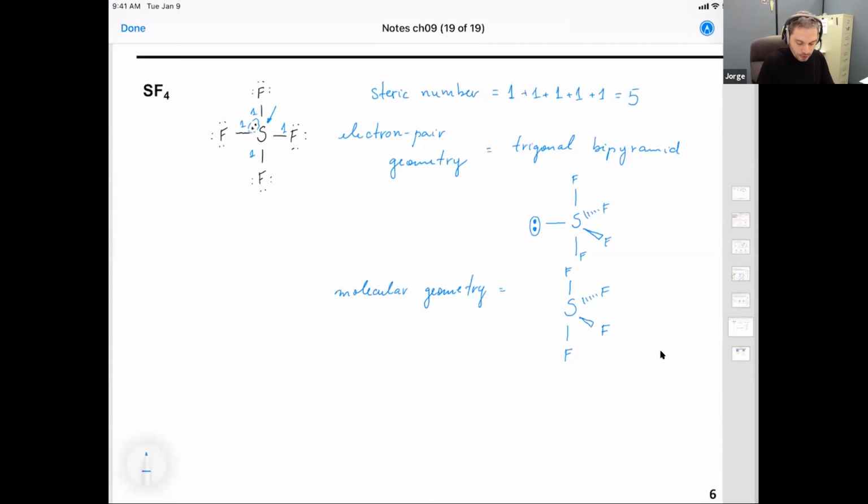For the molecular geometry, you just ignore the non-bonding pair and look at only the atoms that are bonded to the central atom. So we have one fluorine over here, another one over here. So that's how it is. One fluorine coming out of the screen right here, and the last one going towards the screen. And that would be the molecular geometry. Okay, so something like that. And this geometry is called seesaw.